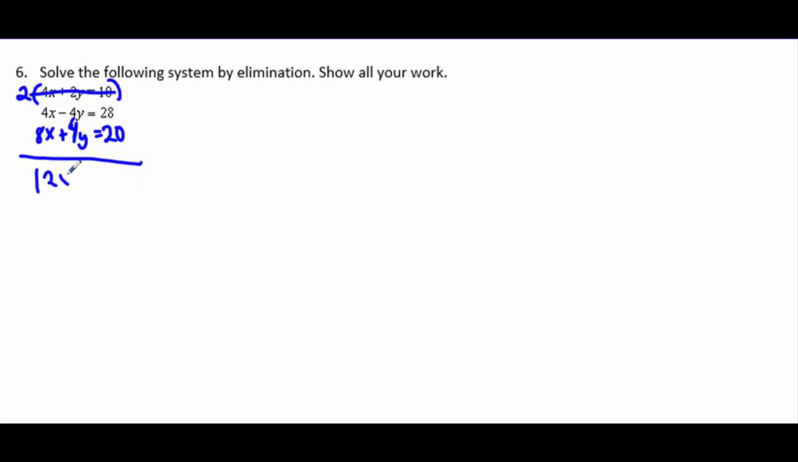So 12x. This was the whole point of why we did that. Negative 4y plus 4y cancels out. Then it equals 48. So to finish solving, I just divide by 12 and get x equals 4.